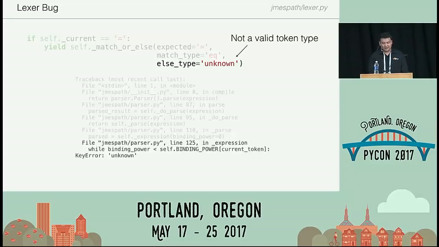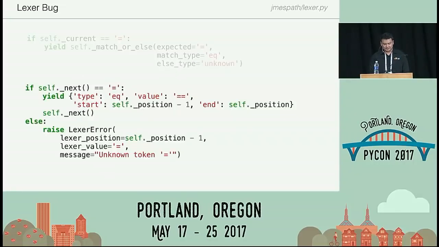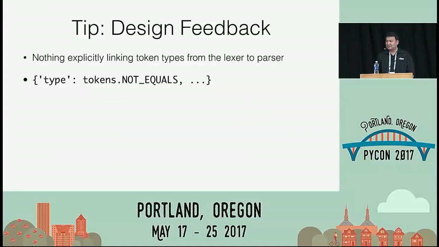And the proper way to fix this is to use an exception. So if you don't recognize a token, you're supposed to raise a lexer error, and that's the proper way. You're not supposed to return a token type that's type unknown because the parser doesn't understand that. But I think what was more interesting here was not that it caught the bug, because this is now the fix, but it's also a chance to give you design feedback.